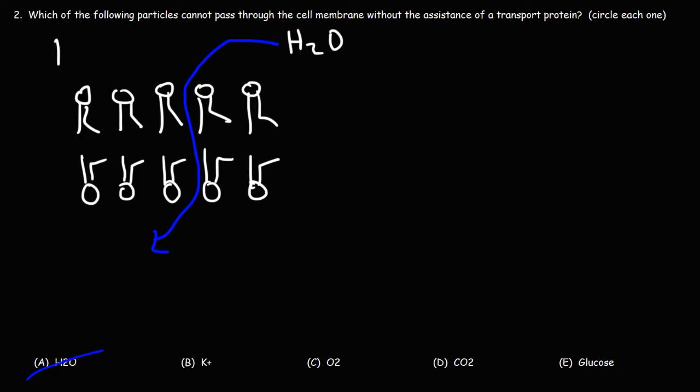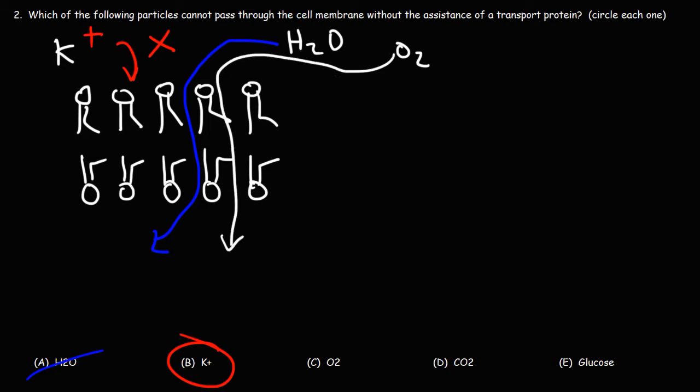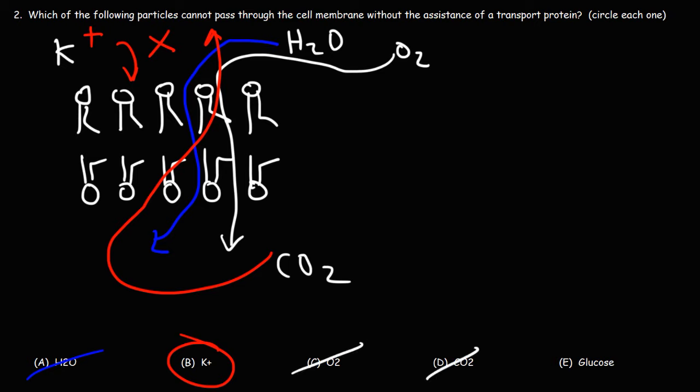Now, what about the potassium ion? Can that pass through it? Ions are not able to go through the membrane. They can't get to this hydrophobic region. So B is one of the answers that we're looking for. Nonpolar molecules like O2 can easily diffuse in the cell membrane. And carbon dioxide, which is another nonpolar molecule, can easily diffuse out of the membrane, out of the cell, into the extracellular fluid. So we can eliminate answer choice C and D.